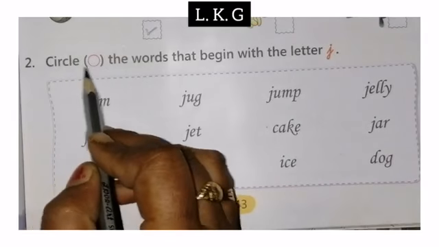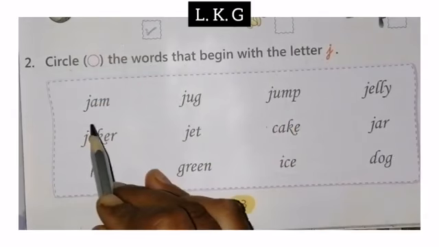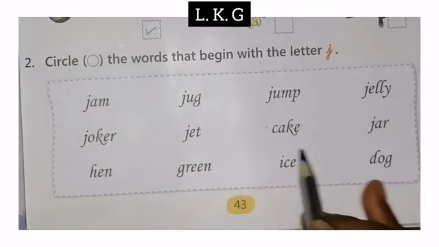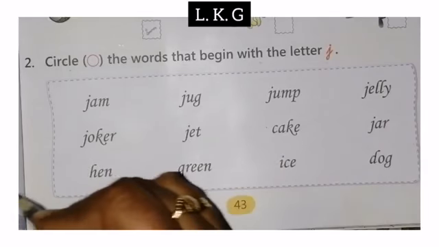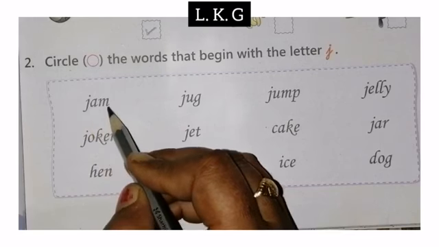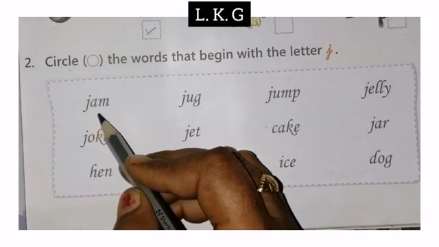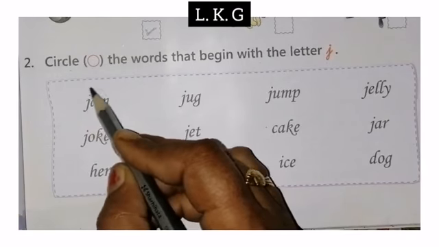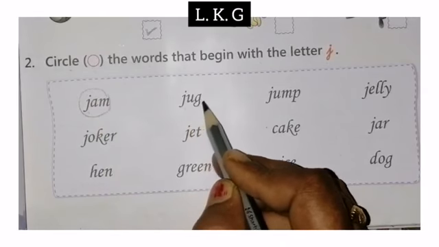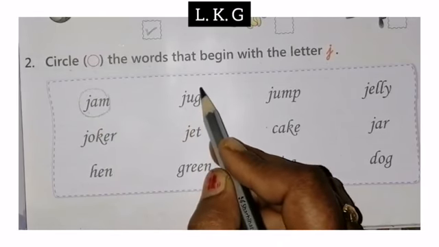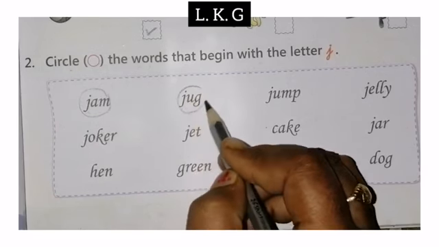Number 2. Circle the words that begin with the letter J. Jo bhi words isme hain jo J se start ho rahe hain, hamein us par circle karna hai. Let us start. Jam. So it is starting from J, so we will circle here. Jug. It is also starting from J, that's why we will circle here.